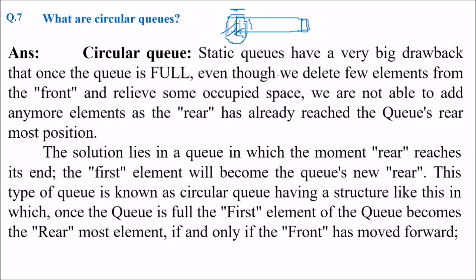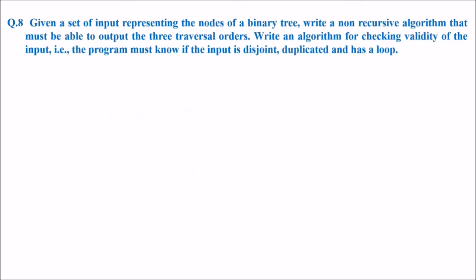So the solution lies in this thought: in a queue, the moment the rear reaches its end, the first element will become the queue's new rear. So this will be the rear. This type of queue is known as the circular queue, having a structure like this, in which once the queue is full, the first element of the queue becomes the rear element, if and only if the front has moved forward.